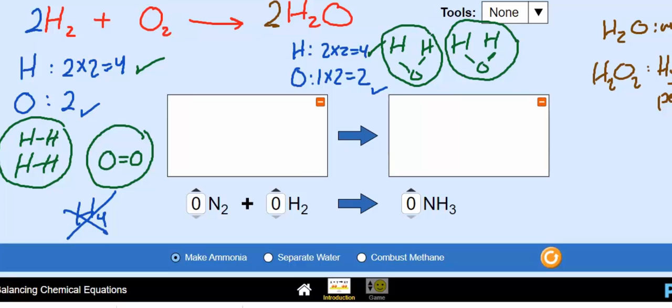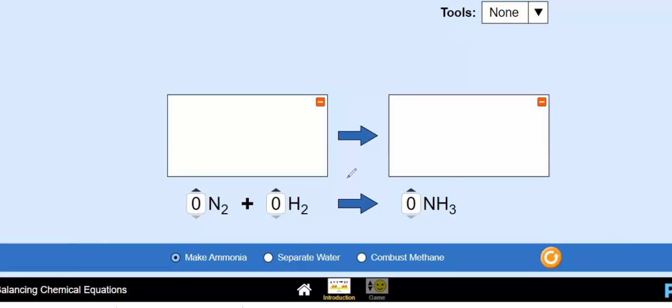So yeah, this is basically one way to do it. And let me delete it here. So here, for example, if you are balancing this equation, you have H2, N2, and this is ammonia, NH3. How can we balance it?